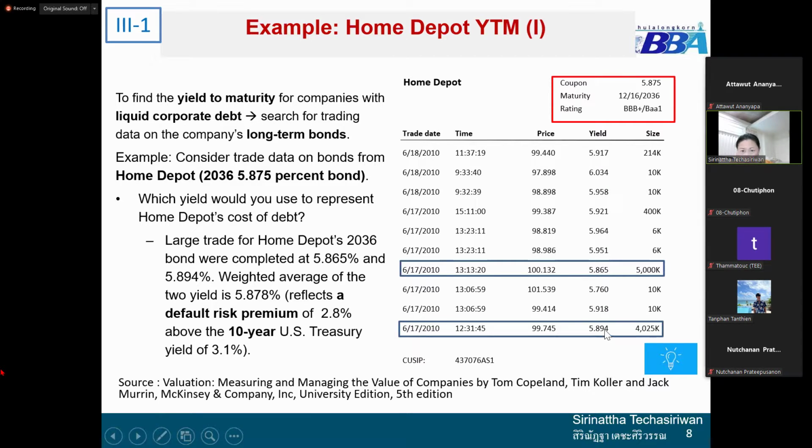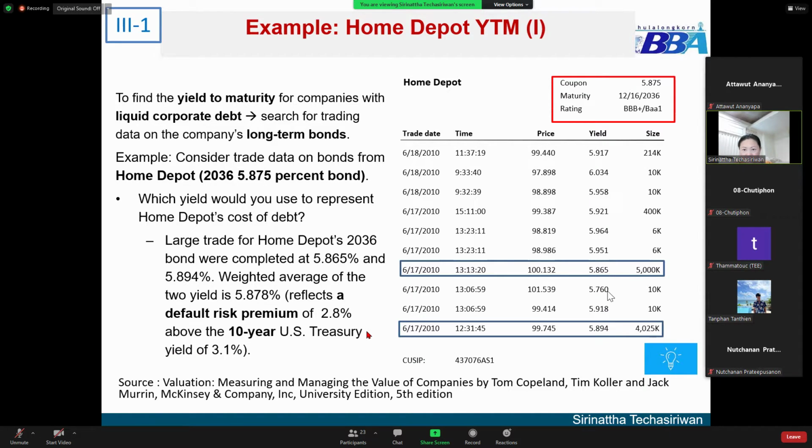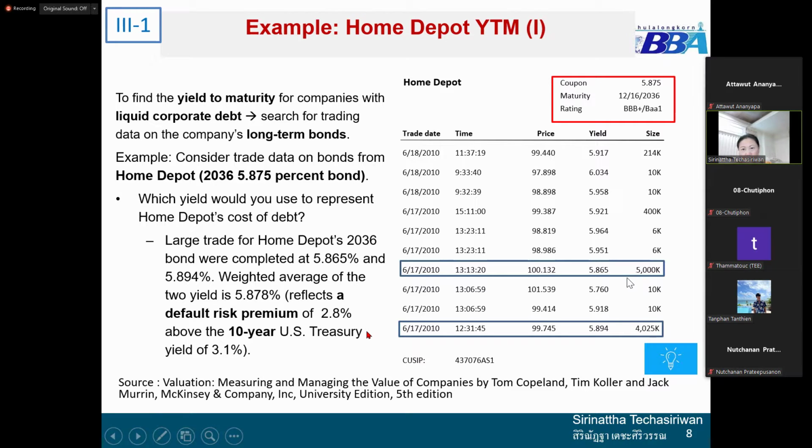For me, I'm not sure. Maybe I might average the number. It's quite close, right? You can see that it is quite close. Maybe I want to average the number or just use the number with the highest volume. So it depends on your judgment and the reason to support why you choose it, right?